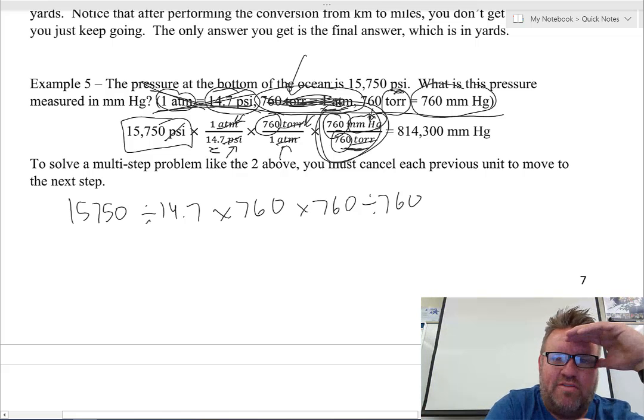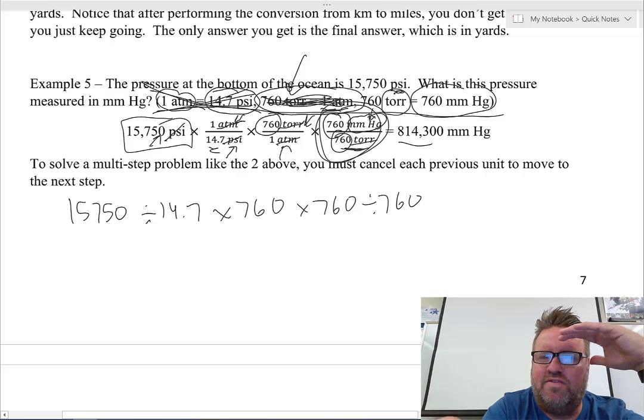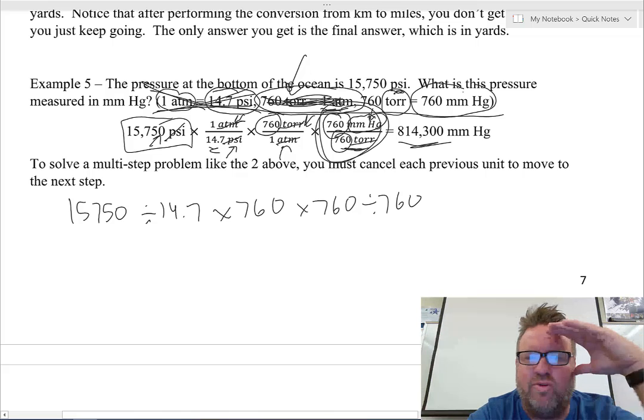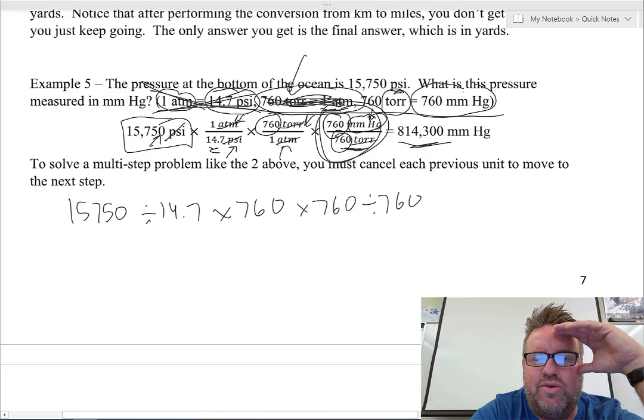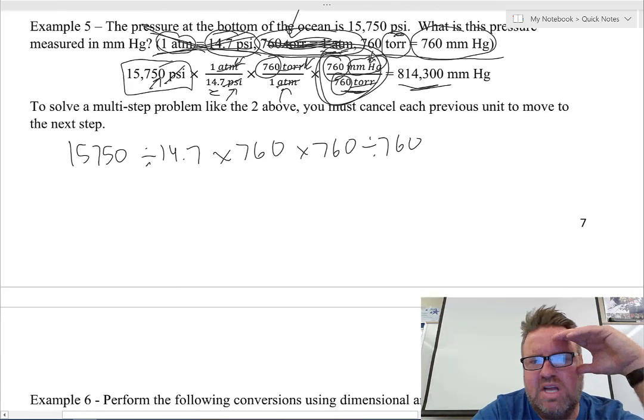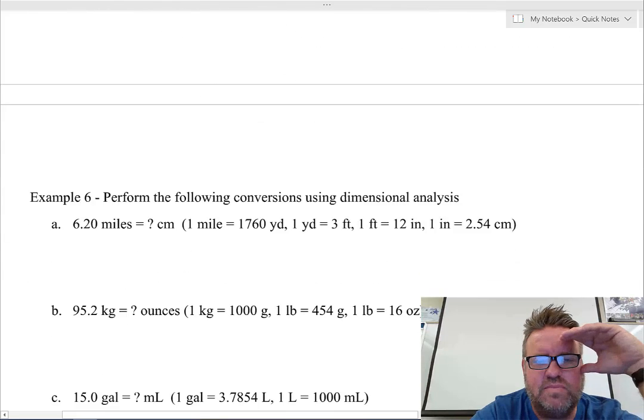Okay, and then with 4 significant figures, remember that 0 right there is not significant. The final answer comes out to be 814,300 millimeters of mercury. That's pretty high pressure there.